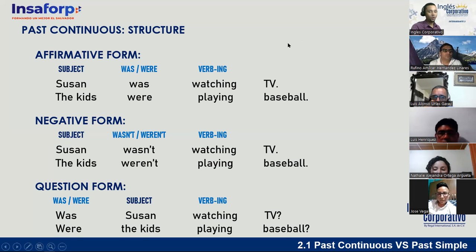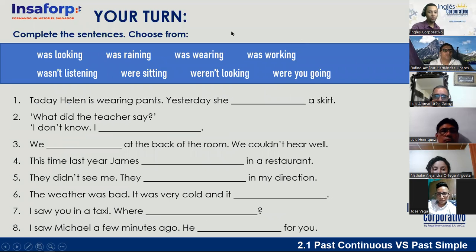Okay, so very careful. So what are we going to do? We didn't do this exercise last time. Complete the sentences, choose from. And we're going to do it here spontaneously. Okay, we're going to work on the breakout rooms, but not for this exercise. We're going to do that later. So right now I need volunteers. Complete the sentences, choose from: was looking, was raining, was wearing, was working, wasn't listening, were sitting, weren't looking, were you going?